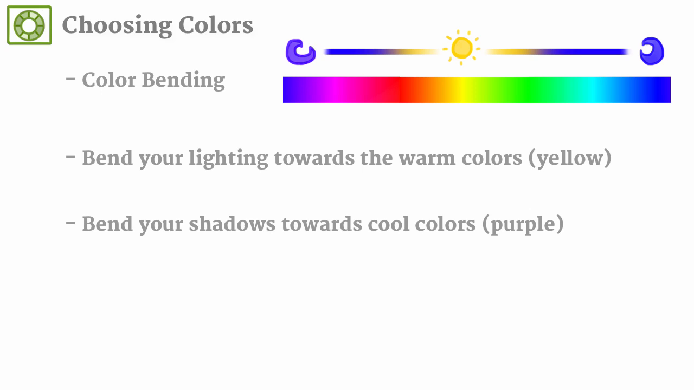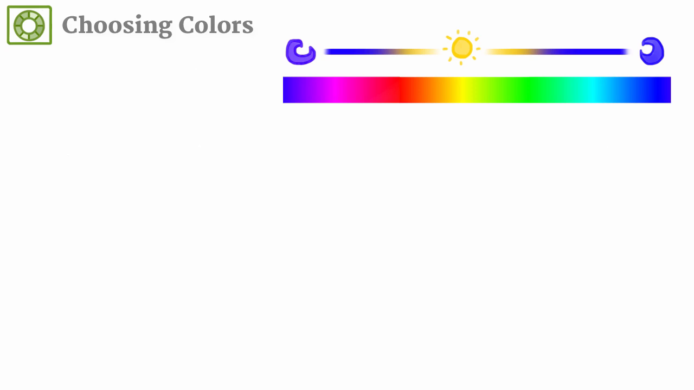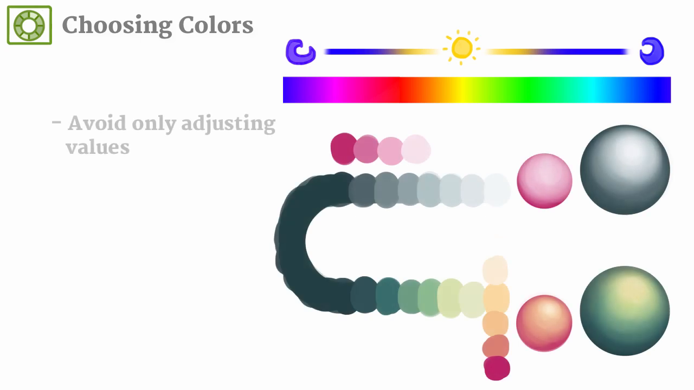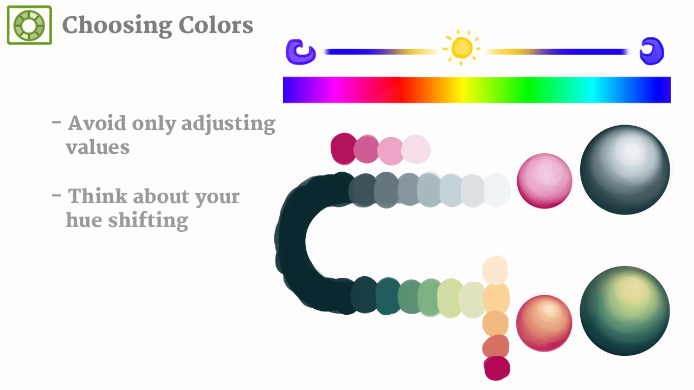So if you're working with a palette, just avoid creating a hue transition going lighter in the value range. Don't just choose pink and then choose a lighter value for each step, but really think about bending it towards the lighter colors such as yellow, and you can see how it adds a bit more interest in the bottom spheres than it does on the top spheres.